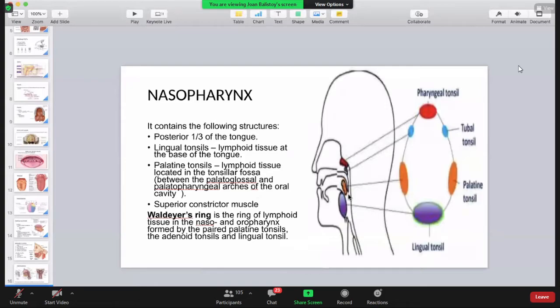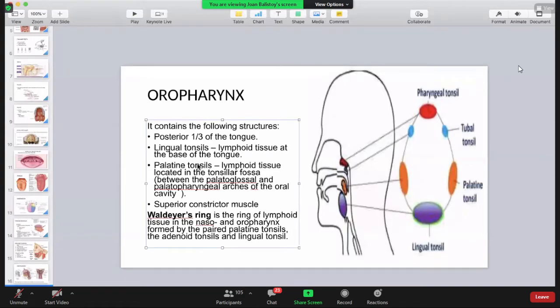This oropharynx is supplied by the external carotid artery branches, namely the ascending pharyngeal artery, as well as branches of your facial, lingual, and maxillary artery. Its drainage is via the pharyngeal venous plexuses.